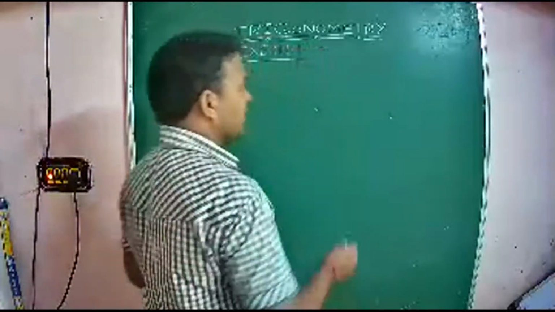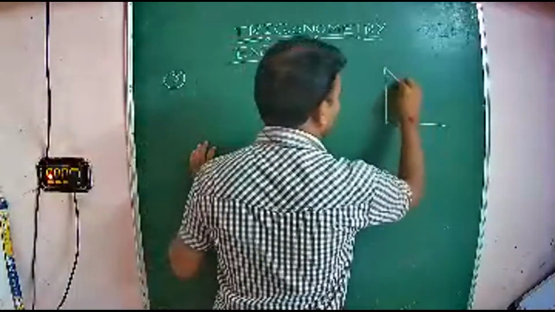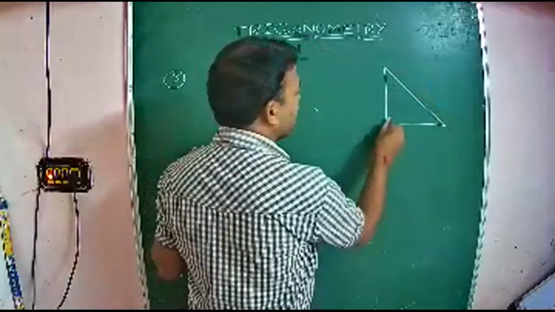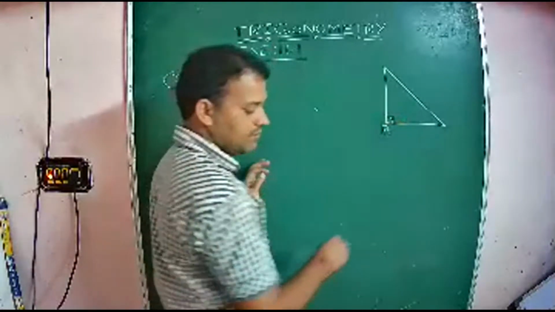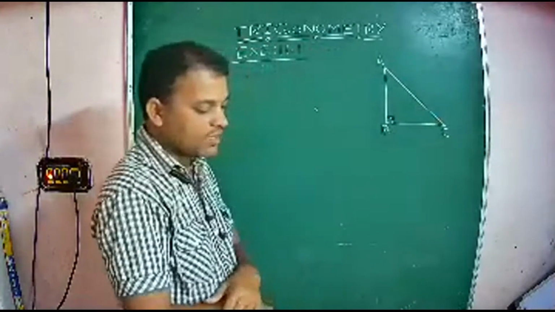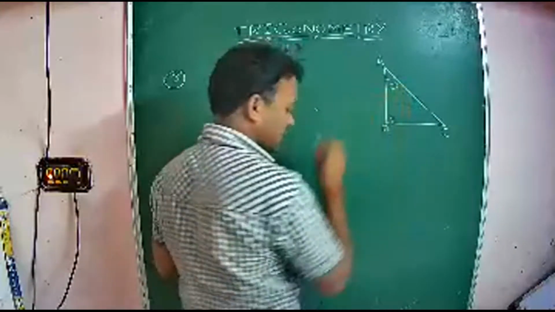See everybody. First of all, I consider the right angle triangle, with the right angle at B, and here I'm taking A, here I'm taking C. According to the sum, the angle A is the acute angle we need to work with.